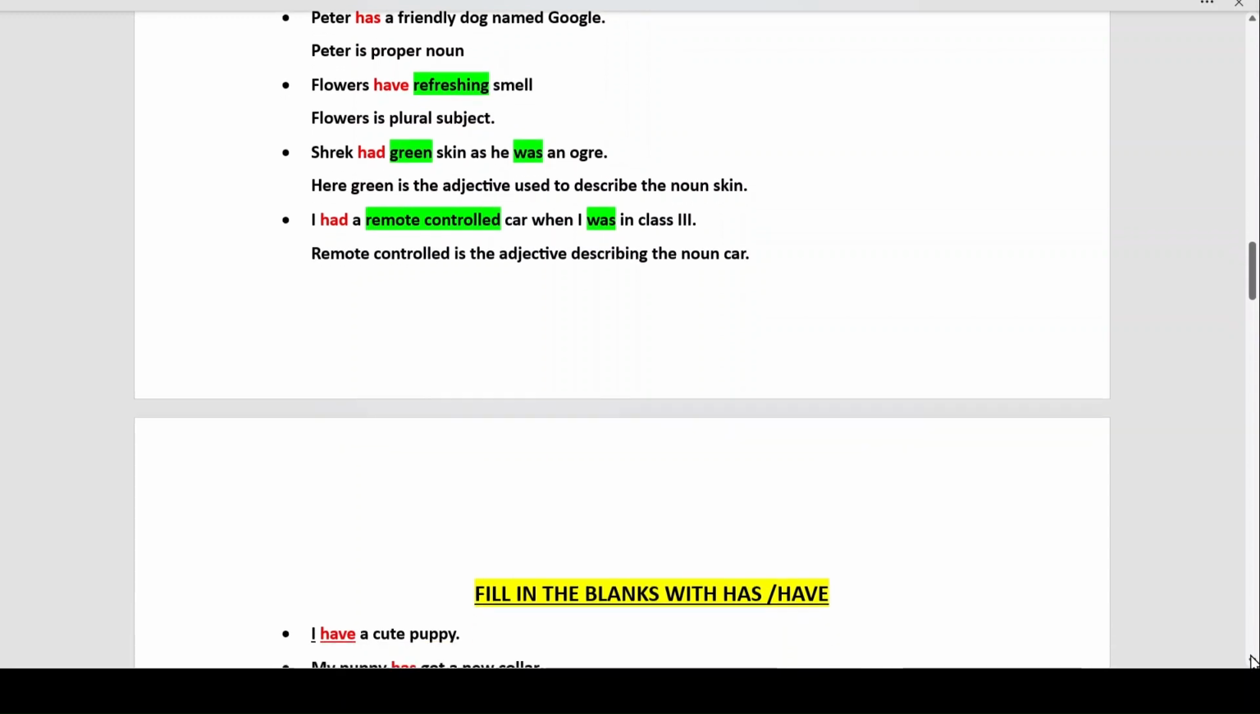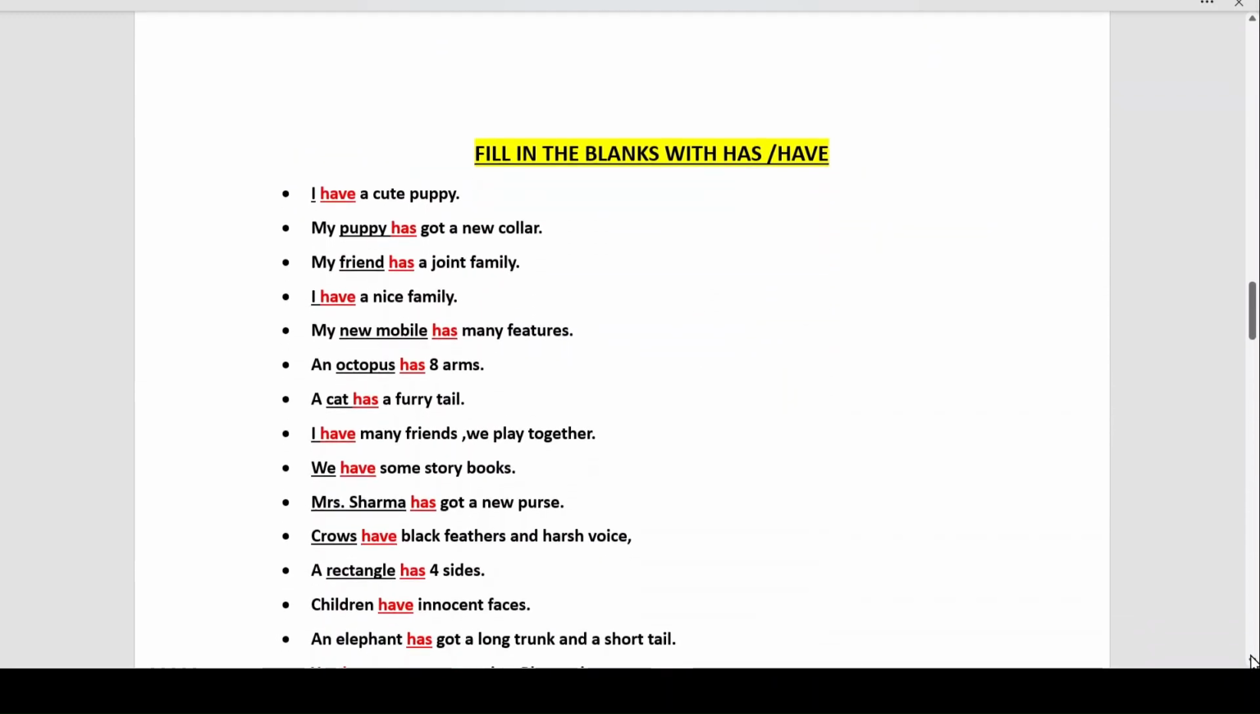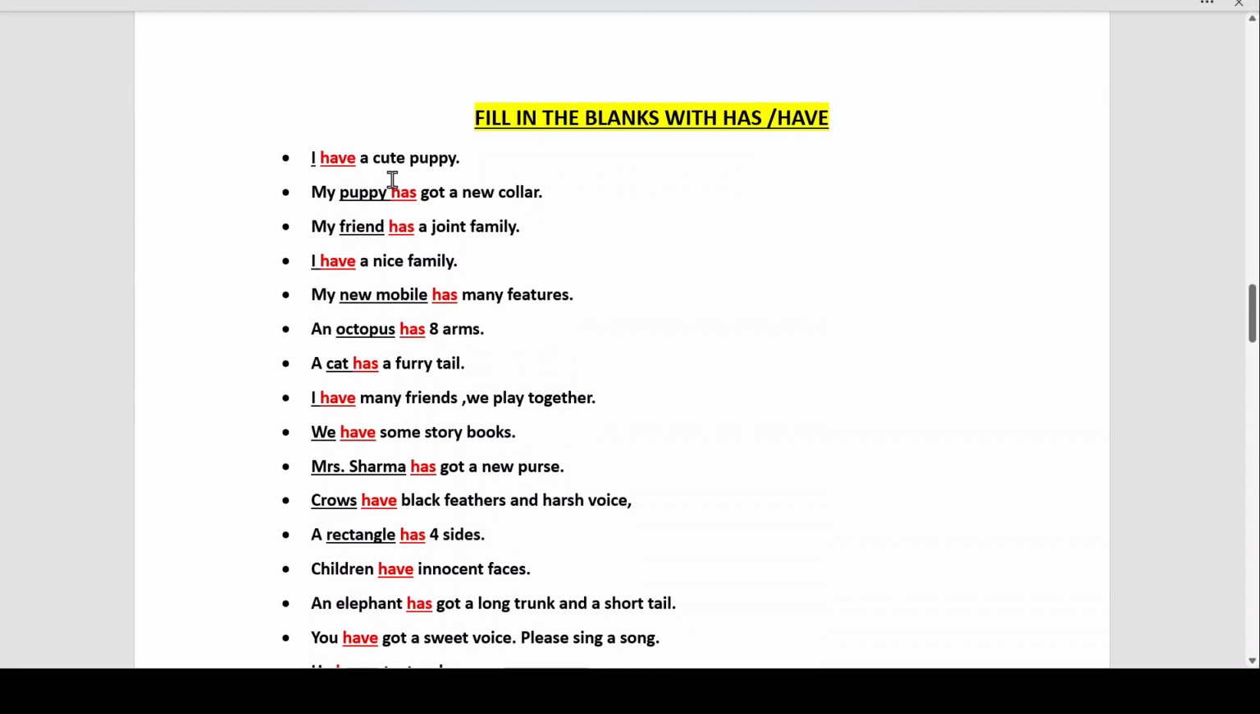Fill in the blanks with has and have. I have a cute puppy. Why are we writing have over here? Because your subject is I and I have a cute puppy is in the present tense. Okay, why are we not using has? Because has is used for third person singular. Over here, I is first person. Therefore, we use have.